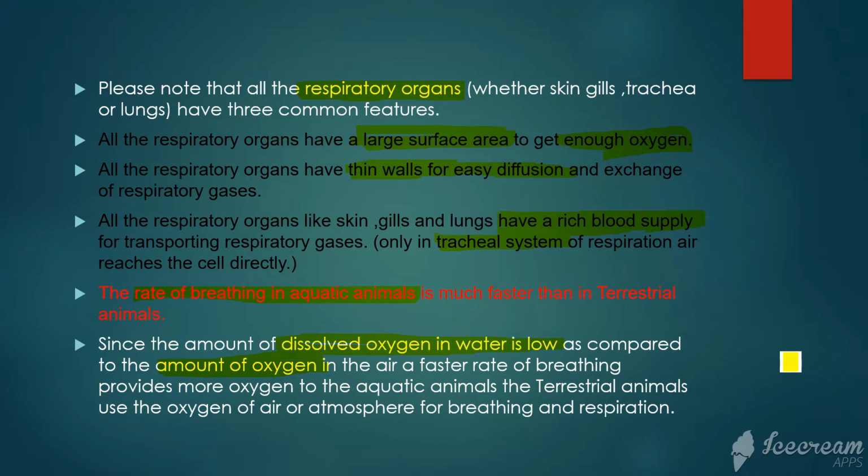So it will breathe very fast, quickly, so that it gets more and more amount of oxygen. But whereas in terrestrial animals there is sufficient amount of oxygen present in the air, so they can breathe easily and get the amount of oxygen they want.